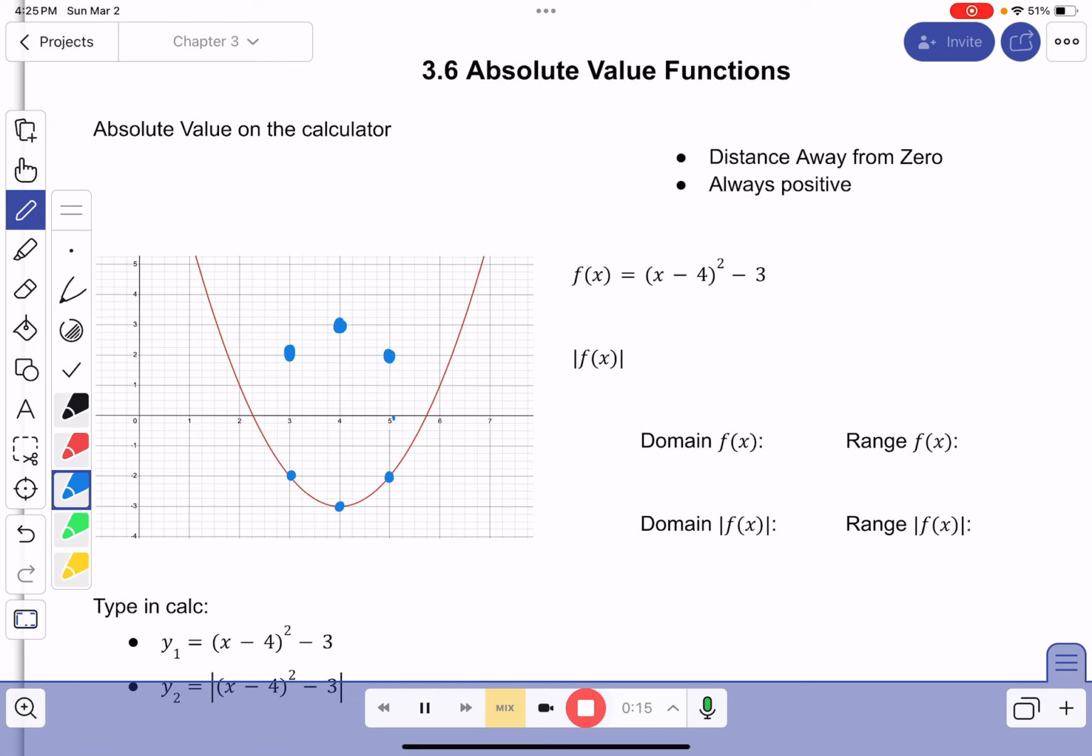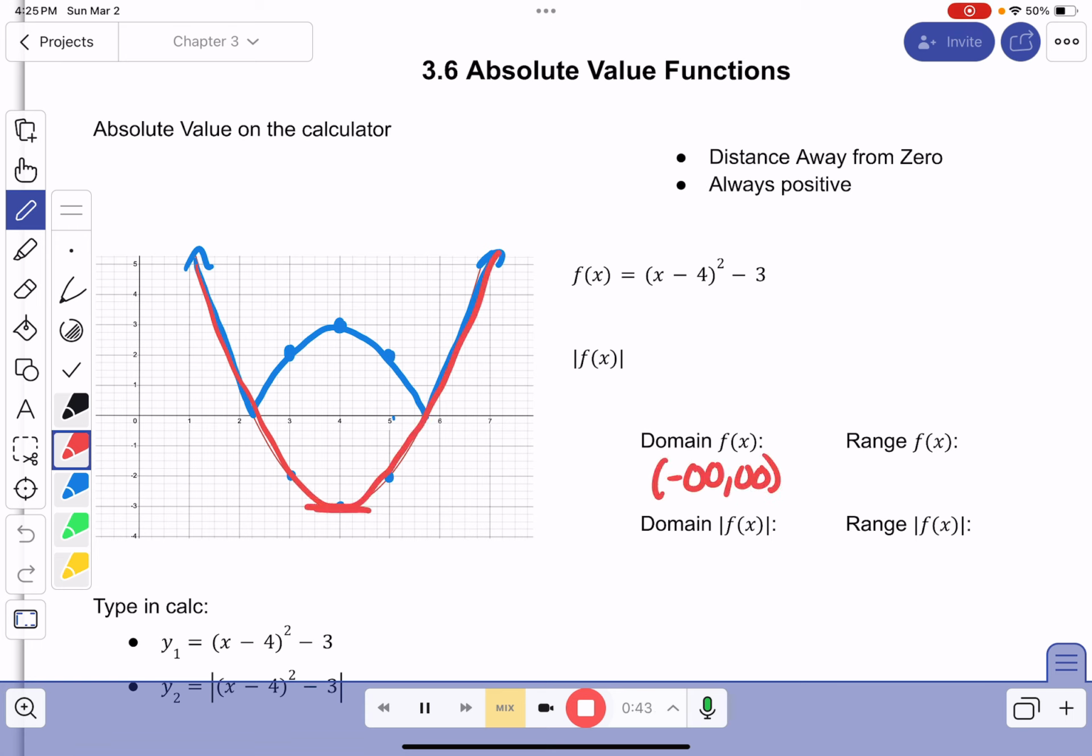So if I were to draw this graph, it would stay right there till I get to the positive point. Then it would flip back up and keep going. So essentially, I just reflected the negative part to make it positive. And now we have the absolute value of the graph. So the domain of f of x, this red one, is negative infinity to infinity. And the range is negative 3 to 0.